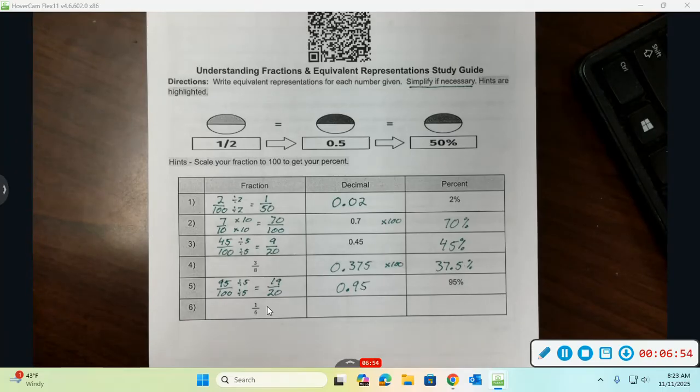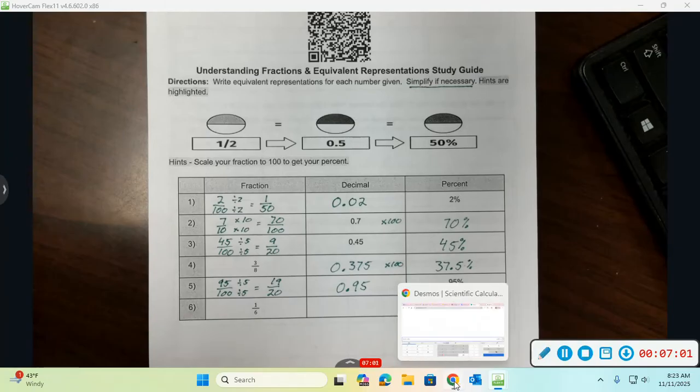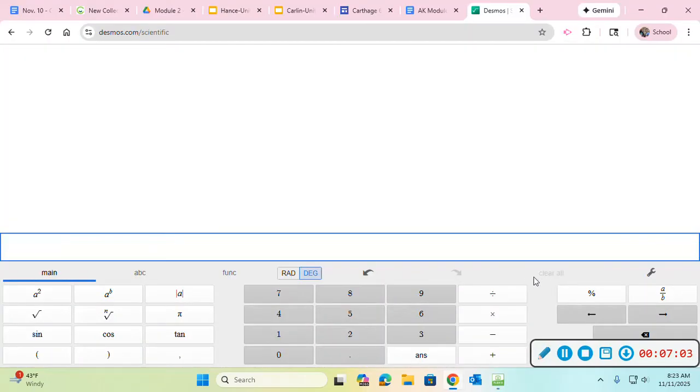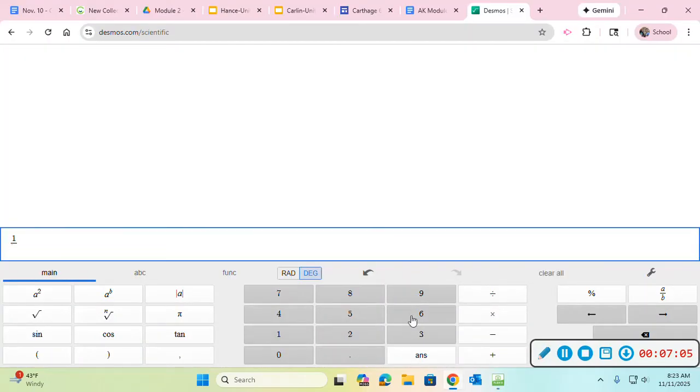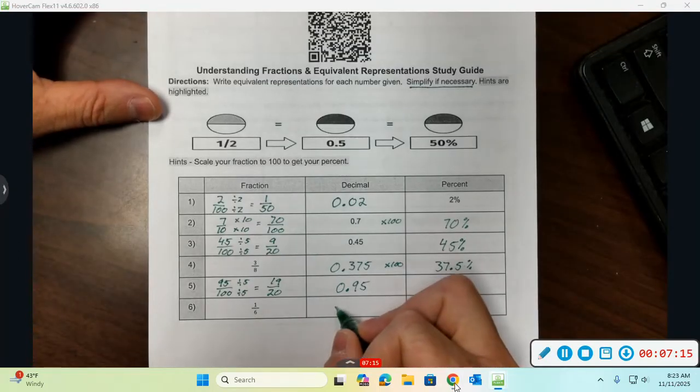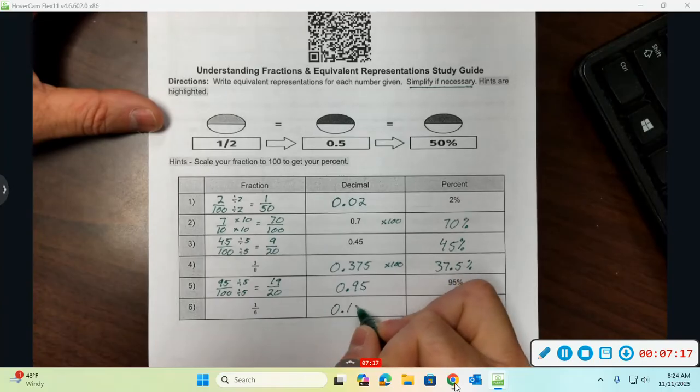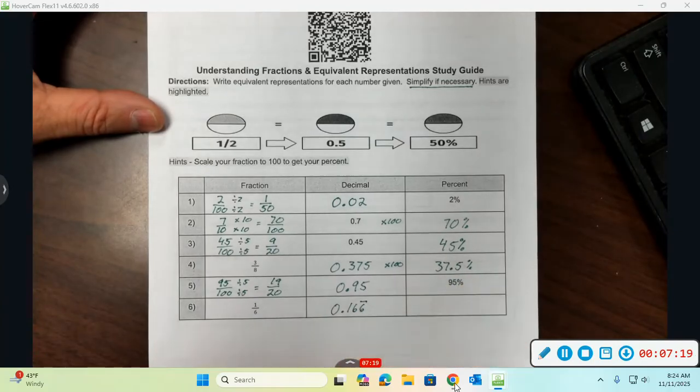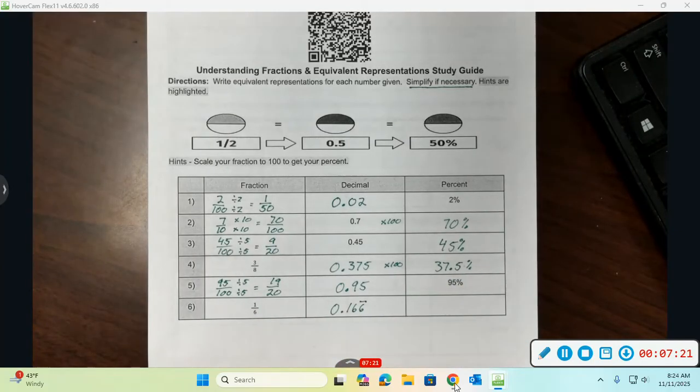Yeah, 6 doesn't scale to 100 with a whole number, does it? Okay, so let's put 1/6 in Desmos. 1 over 6. So what's my decimal? Yeah, it's repeating, right? So if you end up with a repeating decimal, 0.166, you can just put repeating over the 6 like that.